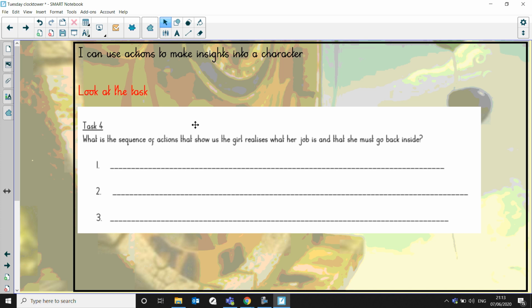And then for task 4, you're going to do some summarising. So you're going to give the sequence of actions that show us that the girl realises what her job is and that she must go back inside. These need to be listed in order.